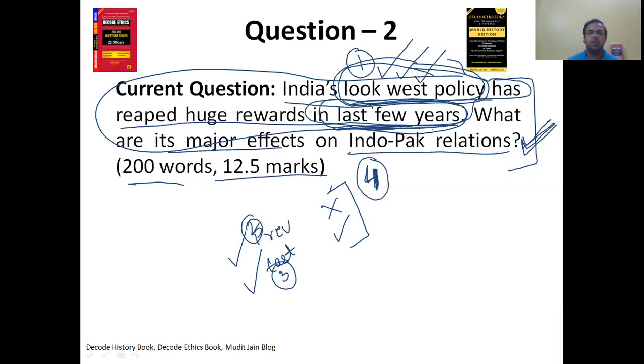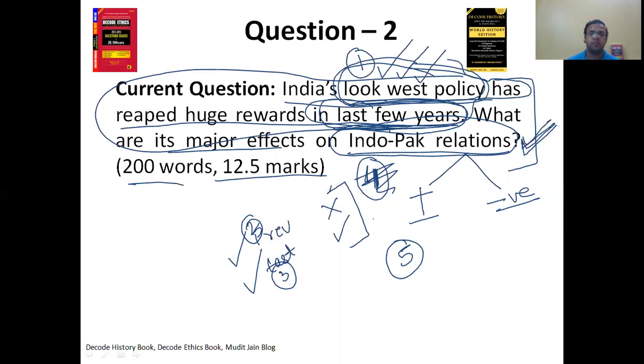And then come to the question that is asked, what are its major effects on Indo-Pak relations. Now, even this can be subdivided into two parts. That is, what are the positive effects and what are the negative effects, if any. So overall, you can say that there are five subparts of the question and not even four. So if you say there are five subparts and it is a 12.5 marker question, so you have to write only 2.5 points per part. That is 2 or 3 points per part. So again saying, more the number of subparts, more easy it will become for you to handle the question.